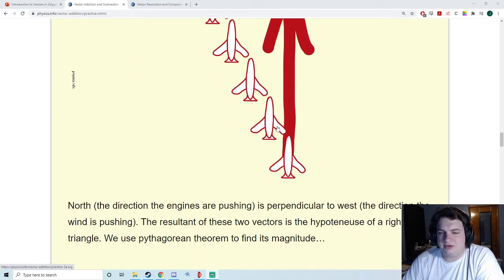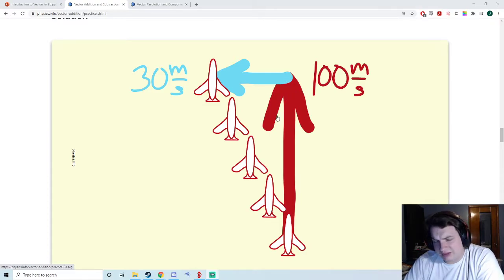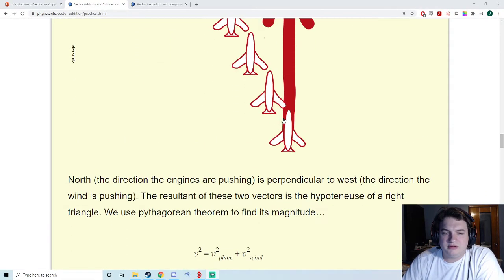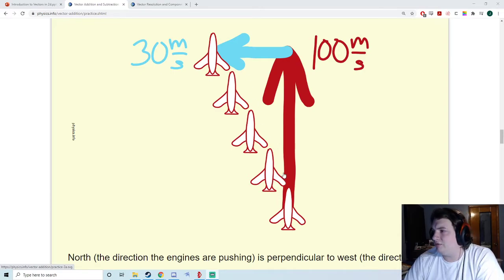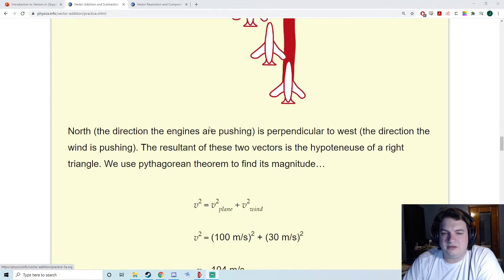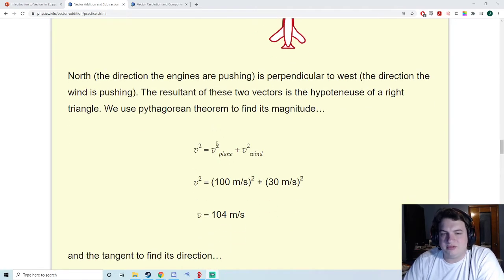Because we know they're perpendicular, obviously using the head to tail method we talked about, notice here, I have a triangle, right? And I have a perpendicular right angle, which means I can apply Pythagorean's theorem, which is a squared plus b squared gives me c squared. So if we apply the resultant, we have 100 meters per second, that quantity squared, plus 30 meters per second, that quantity squared. We end up with those two values equals v squared. So if we work it out, we end up with 104 meters per second.